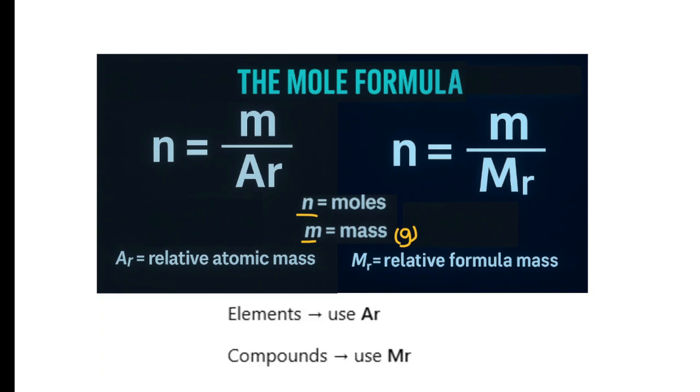So this is actually very straightforward. If it is an element, always use Ar because it's atomic. If it is a compound, use Mr because it's about the formula. So that's the easiest way to memorize it. It's two variations of the same formula: Ar if it is an element, Mr if it is a compound. Now let's look at some examples to properly understand this further.